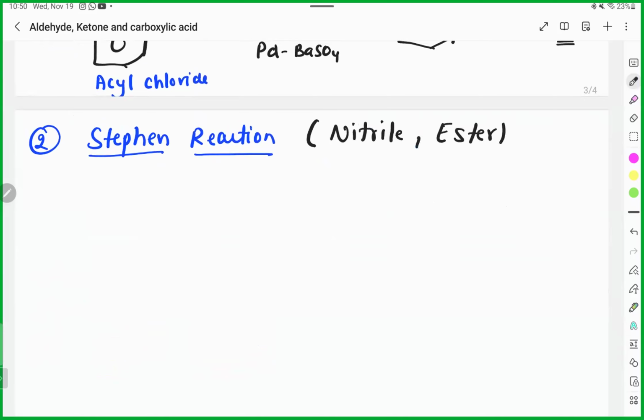What is the formula of nitrile? RC triple bond N. Yes, and what is isonitrile? Samarth, isonitrile? Sir, RNC. RNC, isocyanide, right? Yes, sir. So when we add stannous chloride, SnCl2, in this, what is the stable oxidation state, Samarth, for Sn? +4 or +2? +4, sir.